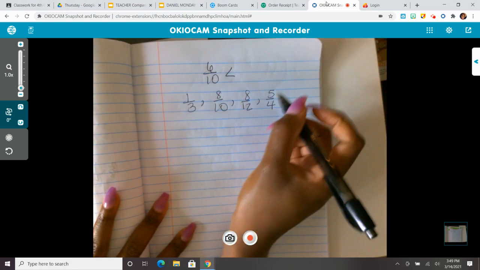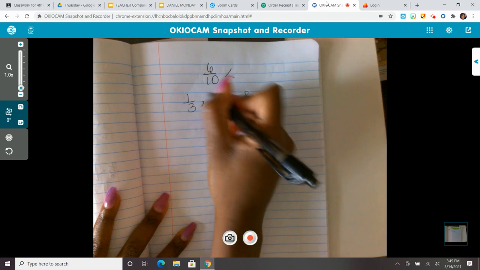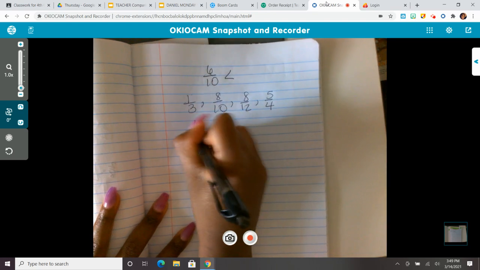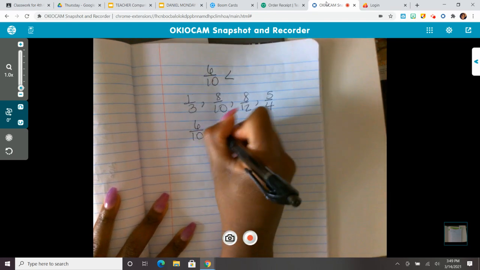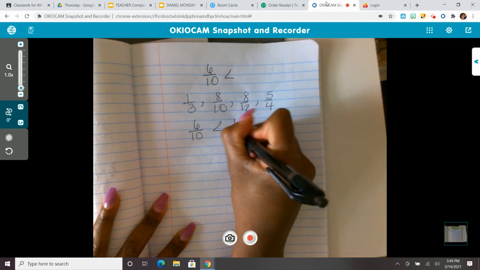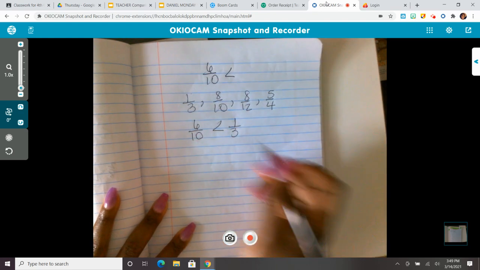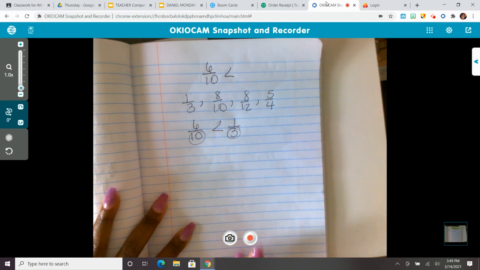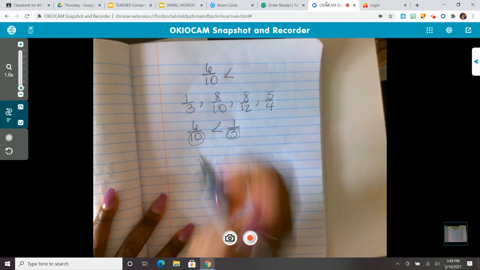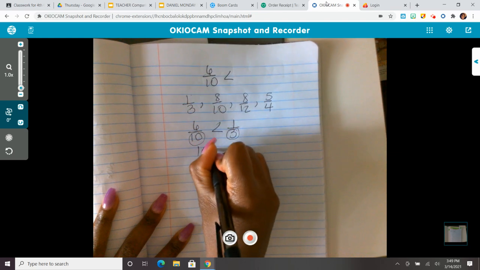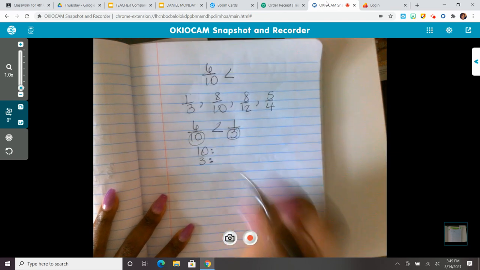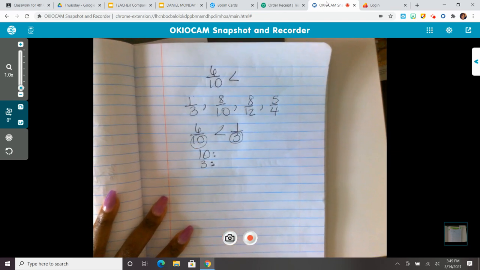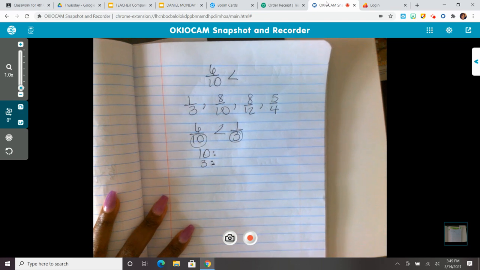All right, so we're going to start with 1/3 first. So you have 6/10 is less than 1/3. Trying to see if that is true or false. First, we have to find a common denominator. Okay, 10 and 3. What factor do you think they'll share? Not factor, what multiple do you think they'll share?